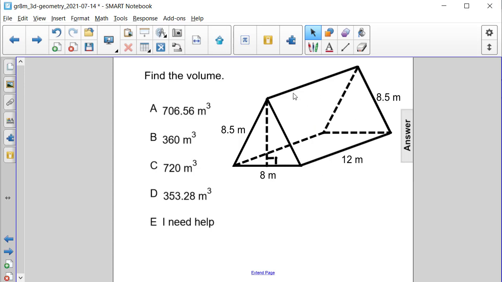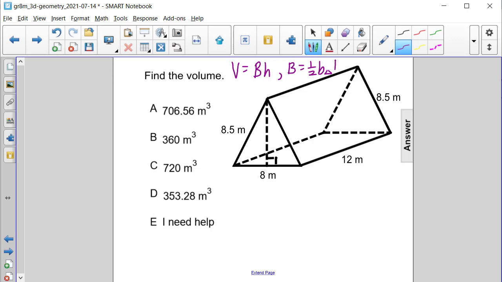Find the volume of this triangular prism. Well, we know that the volume for any prism is equal to the area of the base times the height. The area of our base is going to be 1/2 the base of our triangle times the height of the triangle. And this height in the volume formula is talking about the height of the prism. So the height of the triangle and the height of the prism are completely different values.